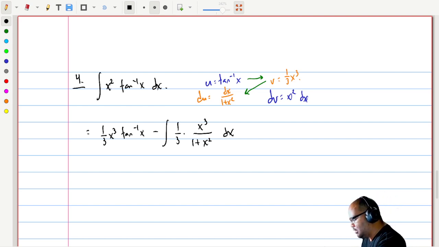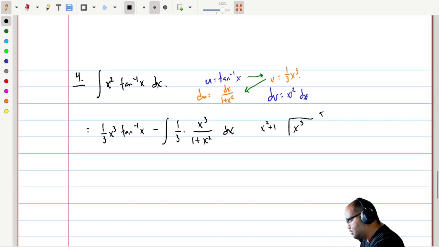Okay. So let's do the long division here off to the side real quick. x cubed divided by x squared plus 1. Okay, so I can do an x here. Okay, so then we get x cubed plus x. Okay, and I get a minus x out of there.